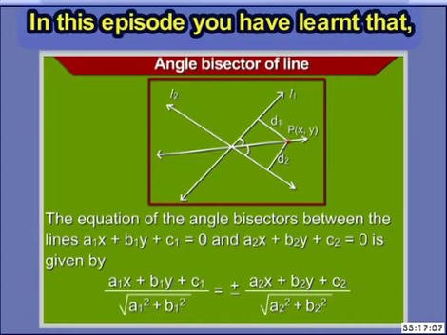Angle bisector of line. The equation of the angle bisectors between the lines a1x plus b1y plus c1 equal to 0 and a2x plus b2y plus c2 equal to 0 is given by a1x plus b1y plus c1 upon square root of a1 square plus b1 square equal to plus minus a2x plus b2y plus c2 upon square root of a2 square plus b2 square.